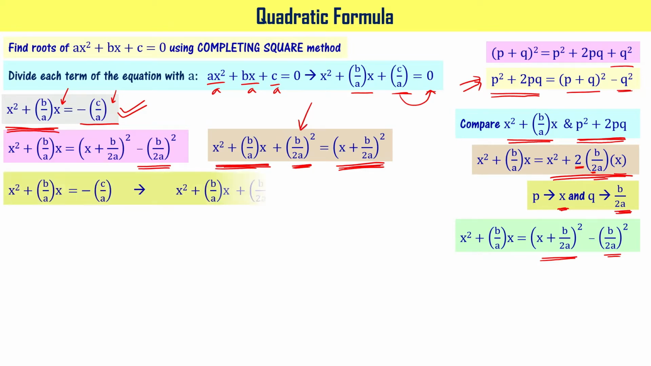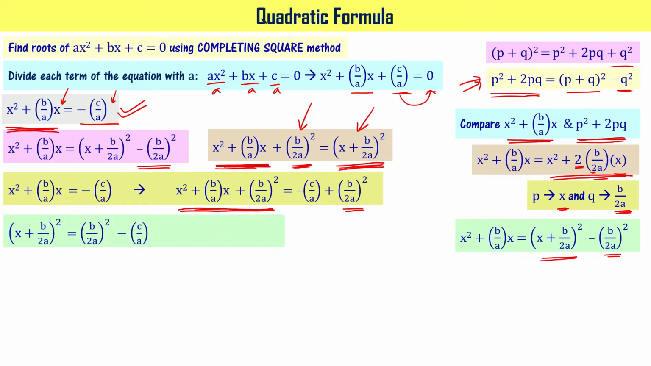When I do that, the equation now becomes x square plus b by a times x, this is written as is. Now I have added b by 2a whole square onto the LHS, and I am adding b by 2a whole square onto the RHS also. Now look at this. This is exactly equal to x plus b by 2a whole square, right? Let's write that.